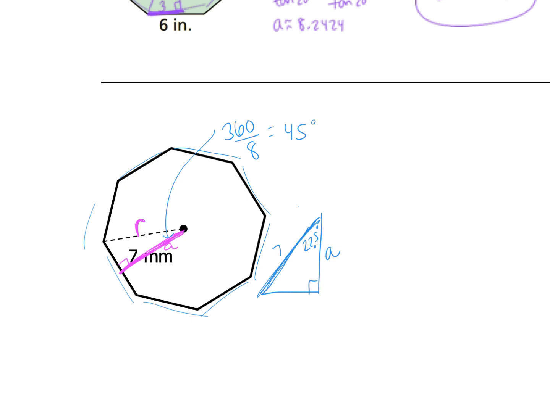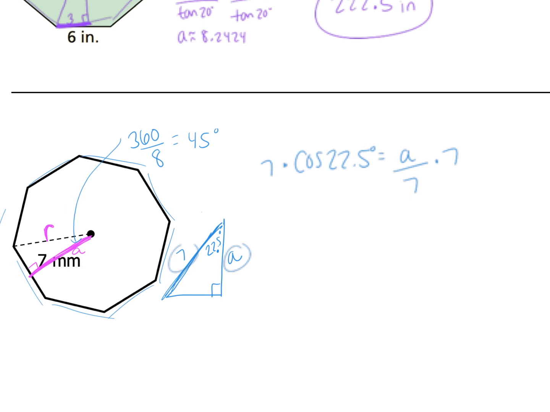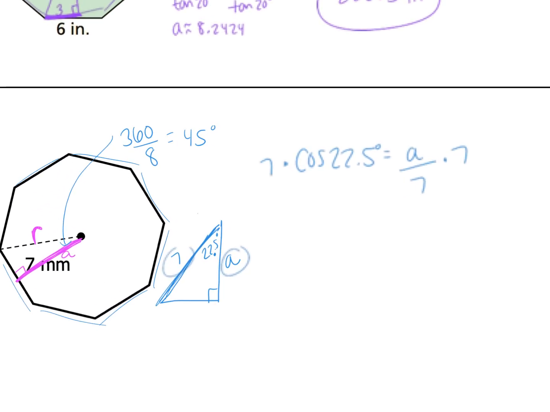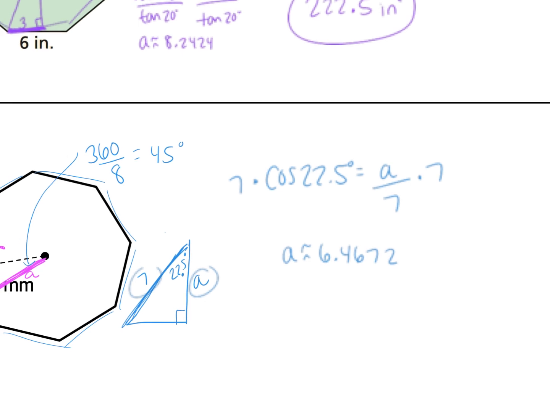So this looks like an example of cosine. We're going to say cosine, because cosine is adjacent over hypotenuse. So cosine 22.5 equals adjacent, which is A, over hypotenuse, which is 7. So multiply by 7. And then 7 cosine 22.5 is the apothem, which is about 6.4672 if we're rounding it.